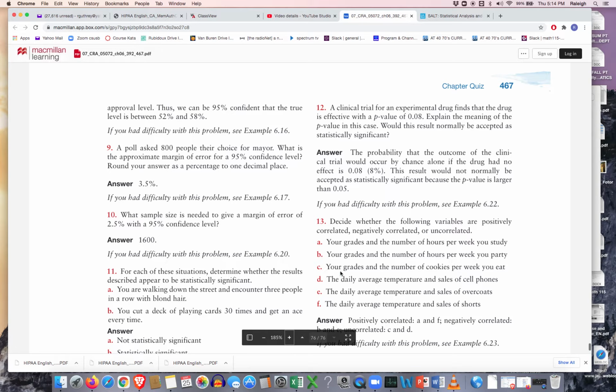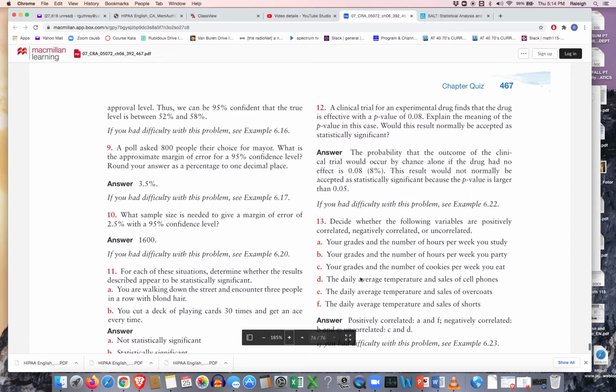How about part C? Your grades and the number of cookies per week you eat. Well, assuming that you don't eat like 500 cookies a week, so you can't even move, but that's very unlikely. So this would have to be considered uncorrelated. Some people do well by eating a lot of cookies. Some people do well by not ever having cookies, and vice versa. So there really is no real correlation. And even if there was, there wouldn't be much to gain from that.